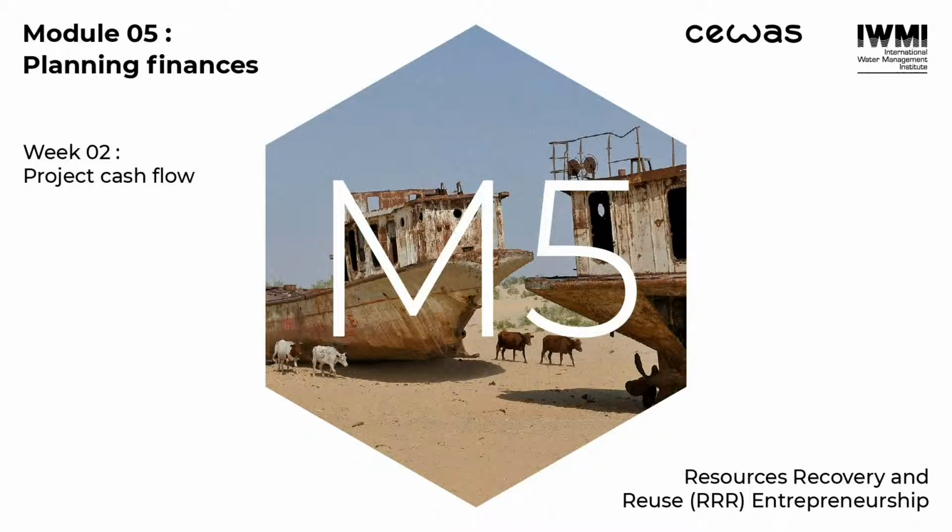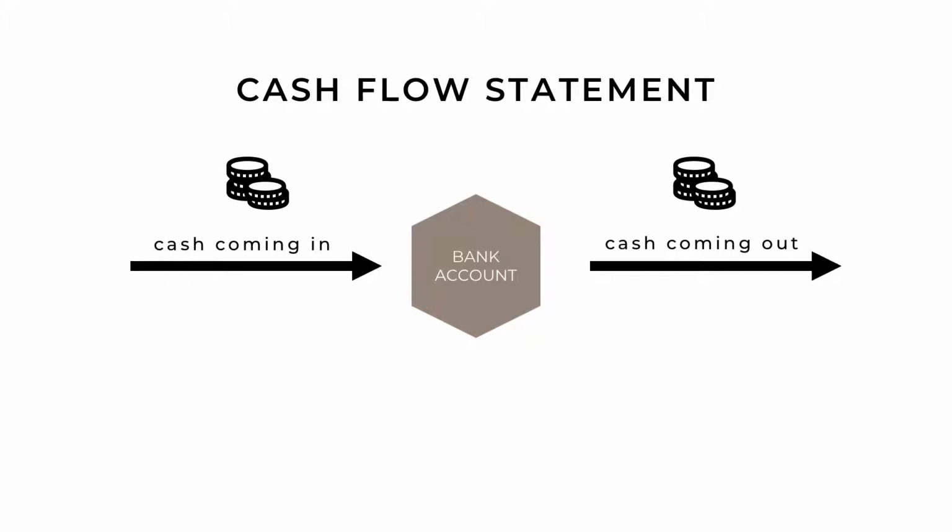So, hello and welcome back to the second week of Module 5, where we are talking about finances. This week, we are going to look at your cash flow statement. The cash flow statement is all about how much money is coming in and going out of your bank account during a particular time period. For example, a month or a year.